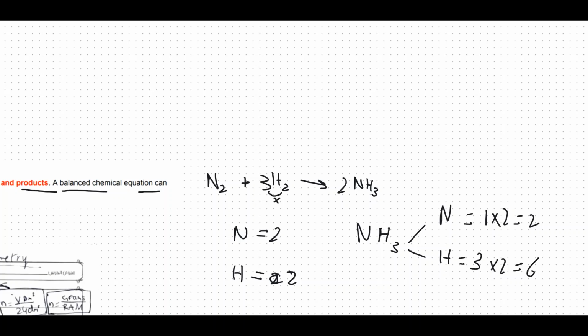So now I have six hydrogens and two nitrogens on the left hand side. And I also have two nitrogens and six hydrogens on the right side. So now this is called a balanced equation. So the first step in answering stoichiometry questions is to balance equations.